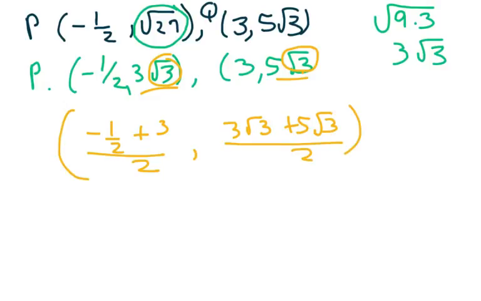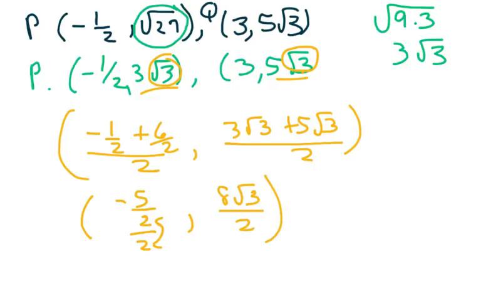All right? Now, 3 is really 6/2. So I'm changing this to 6/2. So this is going to be 5/2 over 2. And you can just multiply those two. And this is going to be 8 root 3 over 2. So my final answer would be 5/4, because you can just multiply these two, and 4 square root of 3.